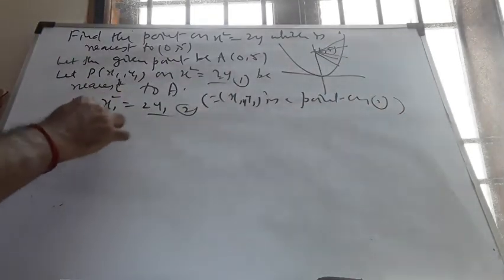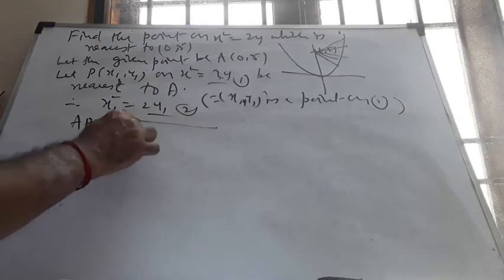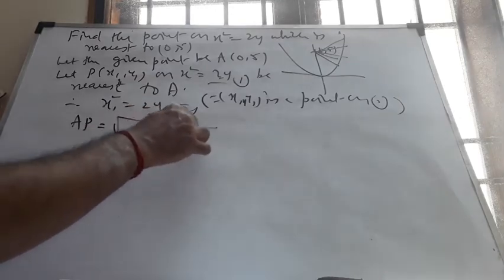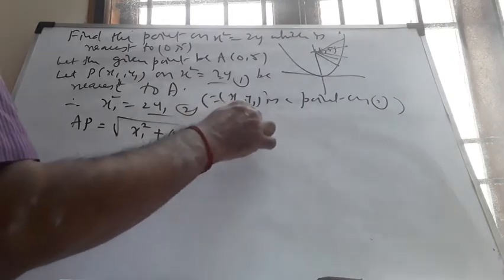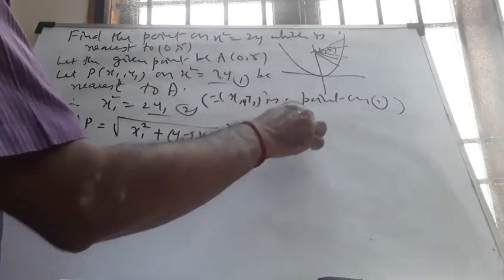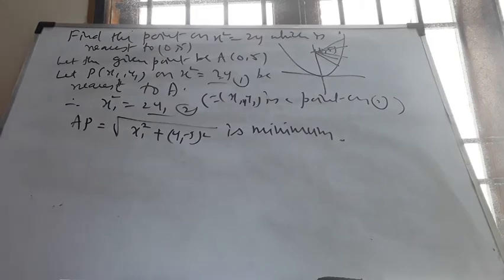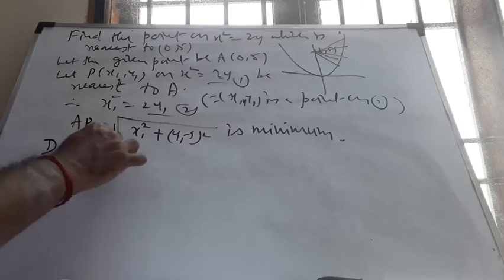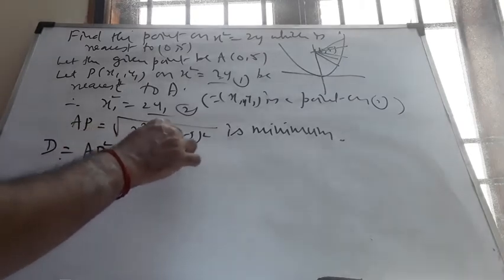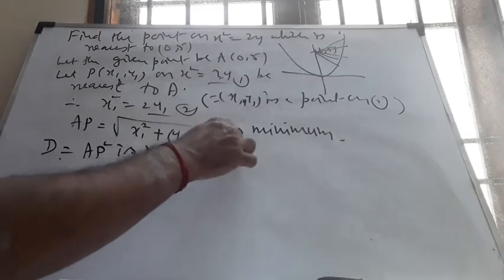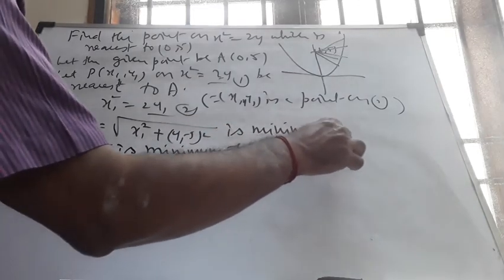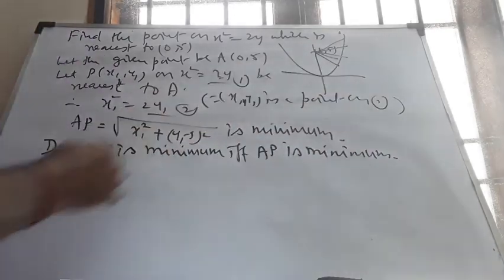Now AP is root of x1 square plus (y1 minus 5) the whole square, which should be minimum. When this distance is minimum, the point is the nearest point. AP square is minimum if and only if AP is minimum. I'll take the square to avoid the square root.